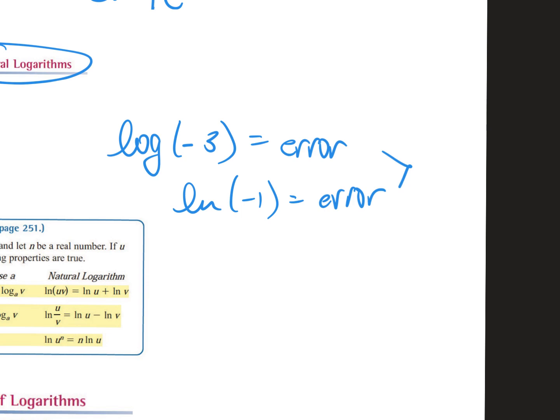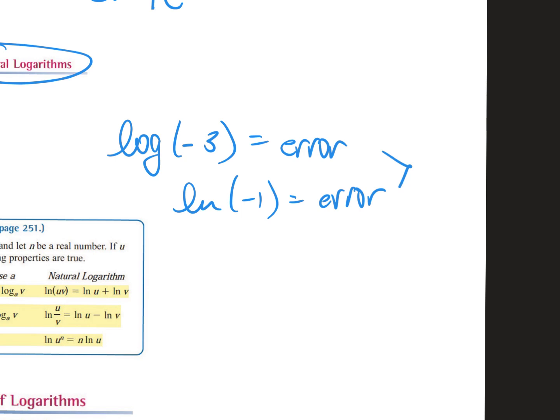Why are you saying imaginary? I get what you're saying. It's not imaginary, but you're on the right track. Why is it not real? What are you taking the log and the natural log of in my two little examples? A negative. You cannot take the log or natural log of a negative number.